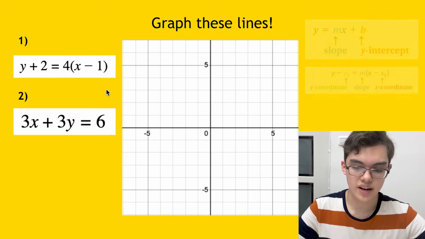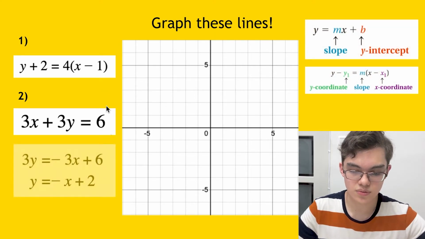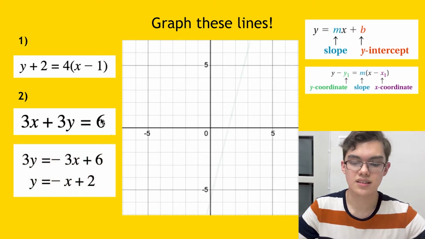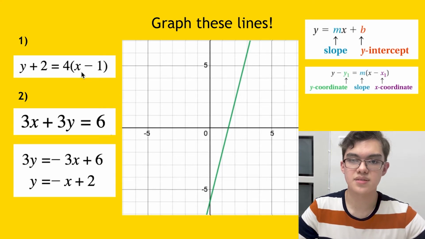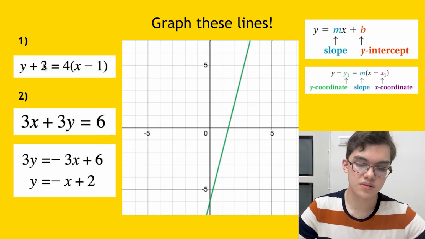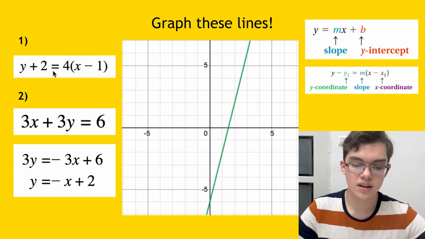So the line for the first one is going to look like this. Our point here is in point slope form. So remember, this one right here is going to be our x1. And this negative 2, because y minus minus 2 is y plus 2, is going to be our y1. So our point is 1, negative 2.